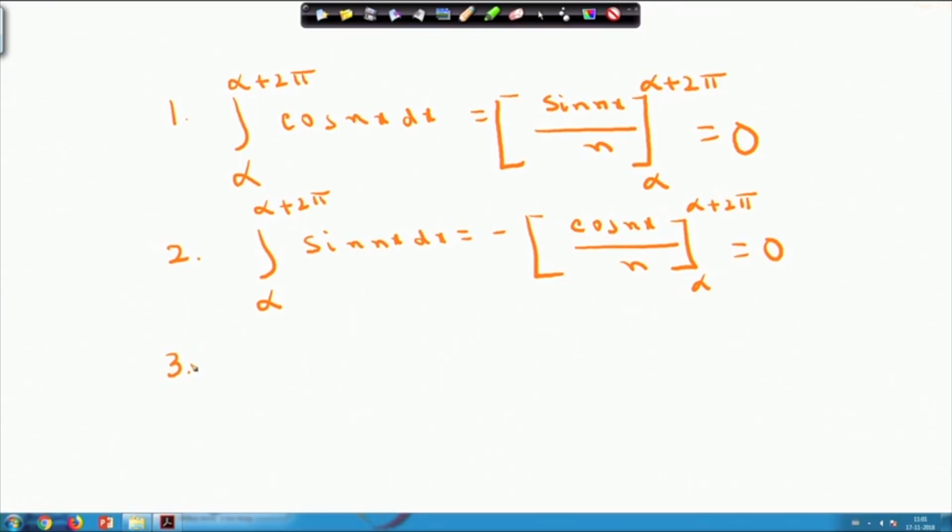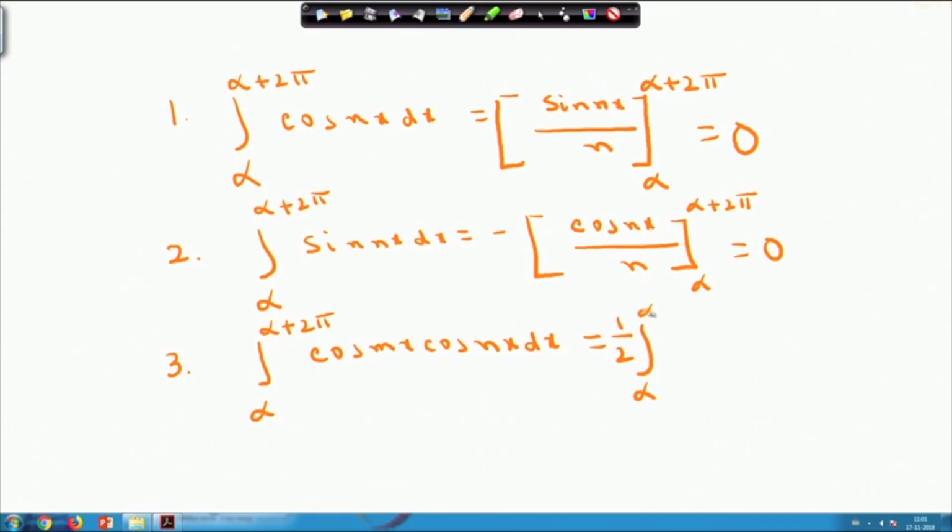So, the integral from alpha to alpha plus 2 pi of cos nx dx is 0, and the integral from alpha to alpha plus 2 pi of sin nx dx is also 0. The next one is the integral from alpha to alpha plus 2 pi of cos mx into cos nx dx. Obviously, we will assume that m is not equal to n here.